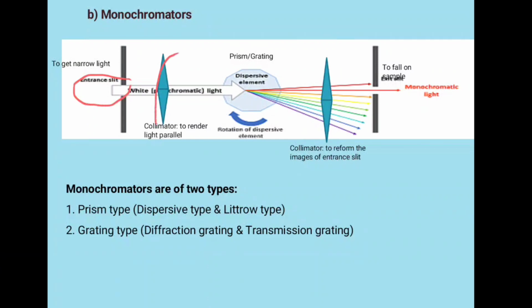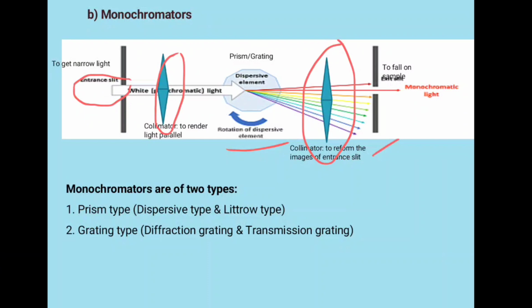Next one is the collimator. The collimator is to render light parallel. Next, it consists of a grating or prism. This grating or prism is used to disperse radiation. Again, a collimator is used to reform the images of the entrance slit. Then the exit slit, so that the light falls on the sample cell. So, these are the components of monochromators: entrance slit, collimator, grating or prism, collimator, exit slit.